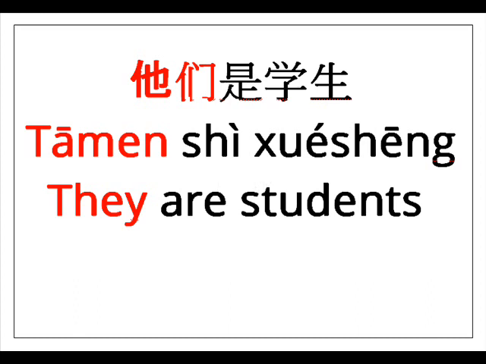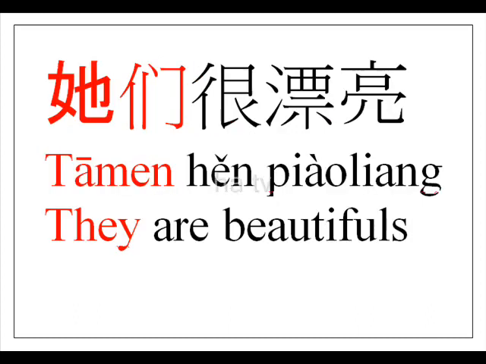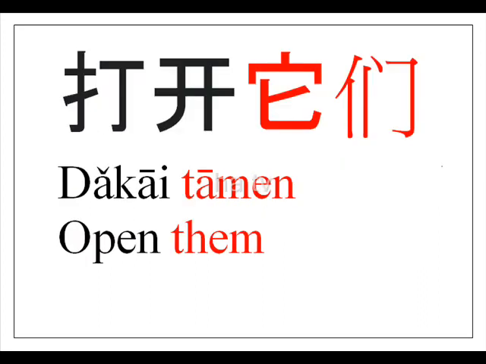I give you an example. In English we say they are beautiful. In Chinese we say 她们很漂亮. 她们很漂亮. They, for girls, okay? They 她们 are 很 beautiful 漂亮. 她们很漂亮. They are beautiful.